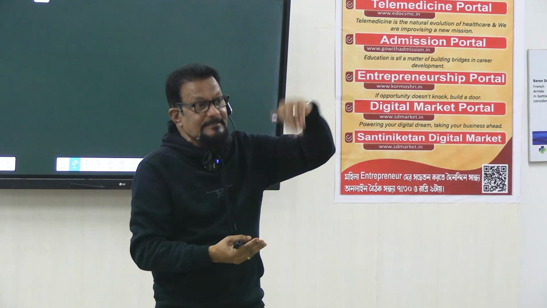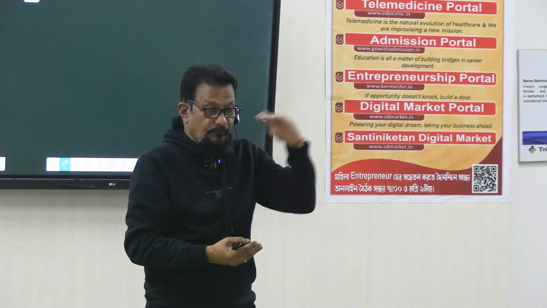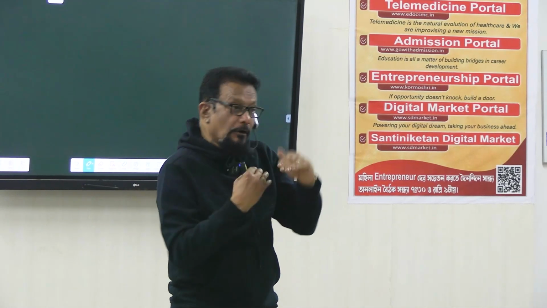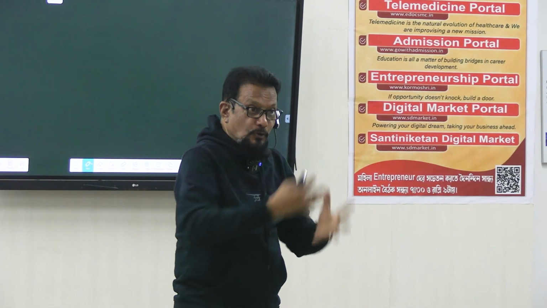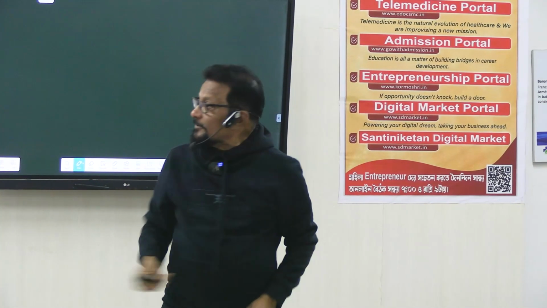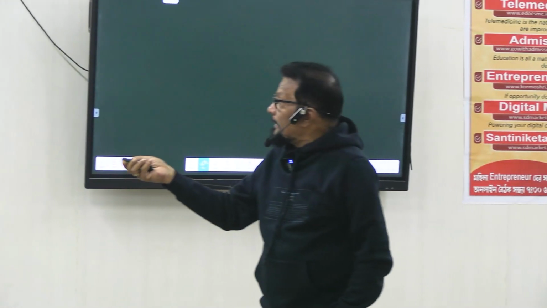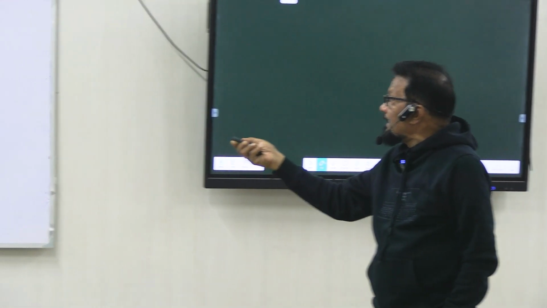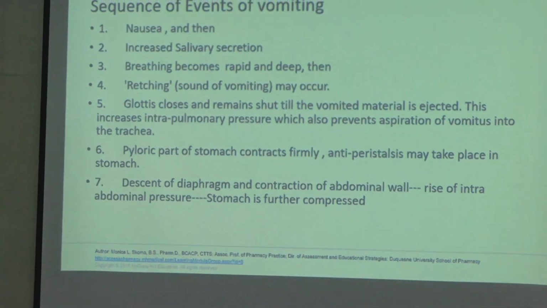Then the pyloric part of the stomach is contracted and there is antiperistalsis. Normally peristalsis is in the aboral direction, from the mouth end to the anus end. So now there will be reverse. So contents will try to come out. Again the pyloric part of the stomach contracts firmly and antiperistalsis may take place. Descent of diaphragm.